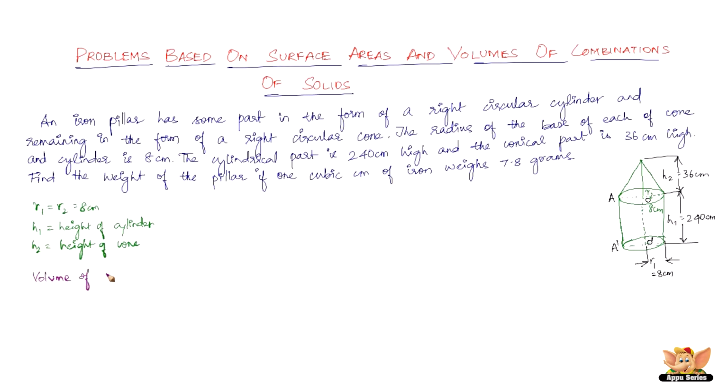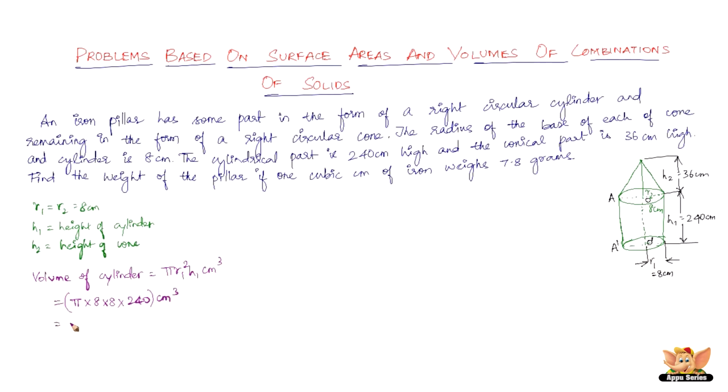So volume of cylinder is given by pi r square h. In this case it is pi r1 square h1, because the radius of the cylinder is r1, so it becomes r1 square times h1. Since it's the volume, it will be centimeter cube. So now substituting the values, let's keep pi as pi, and the radius is 8, so since it's r squared, it is 8 times 8. The height is 240. The whole thing is centimeter cube.